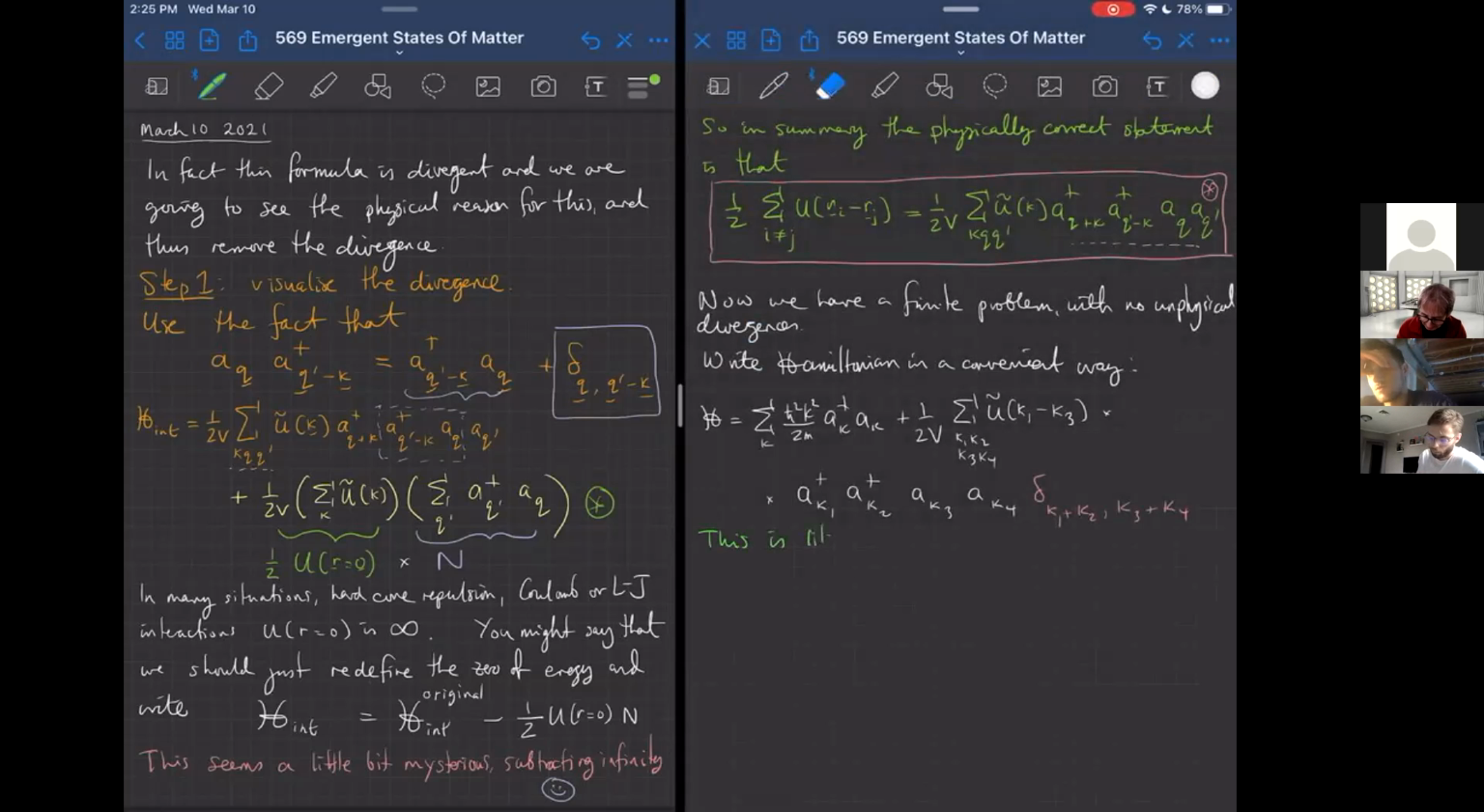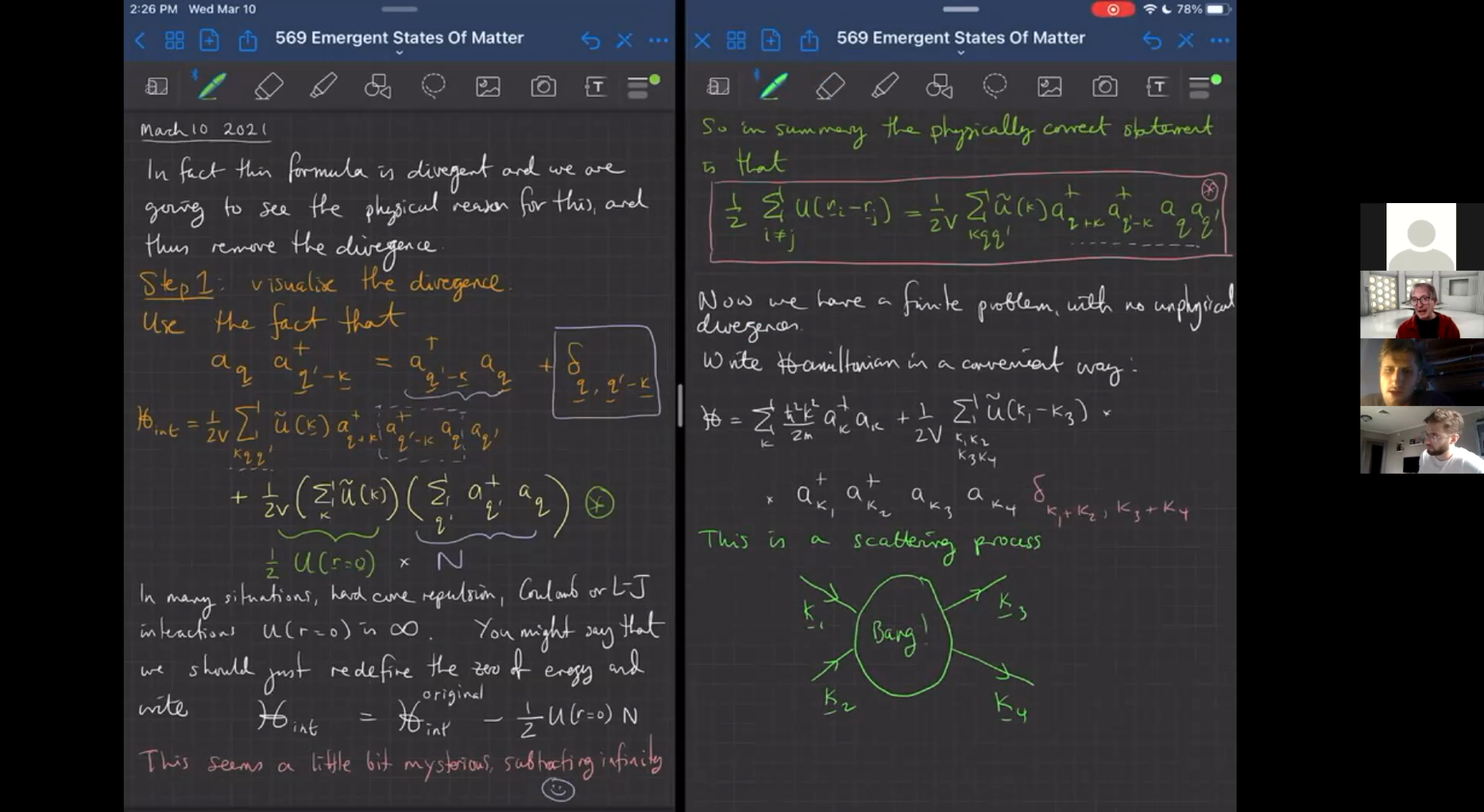I want to say it's like a scattering process. It isn't. It is exactly a scattering process, where what you think of is two particles come in, something happens, and then the particles come out. So I have the input particles, K1 and K2. They come out with momenta K3 and K4, and something in the middle happens. So we'll call that bang.